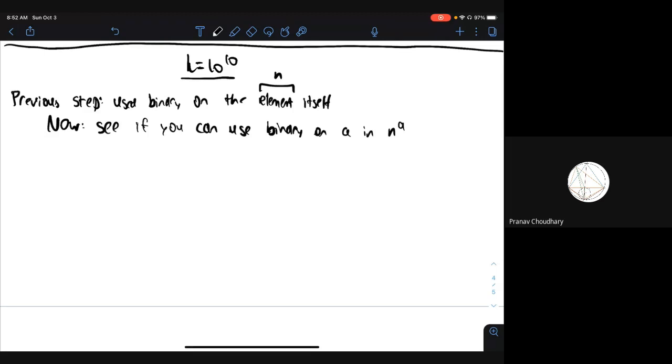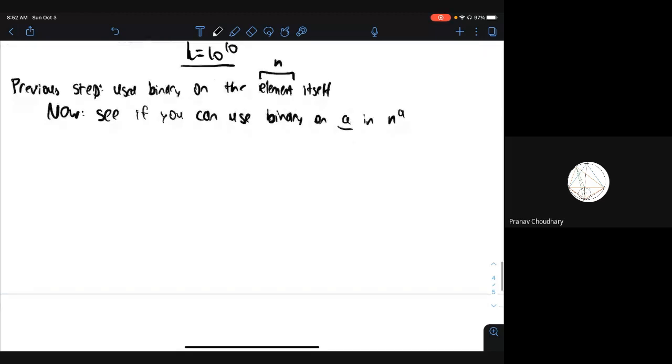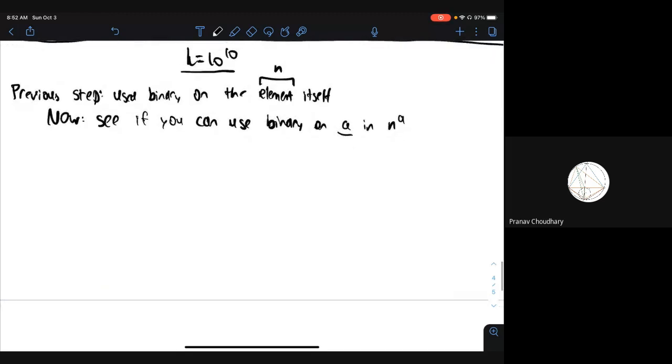See if you use binary on a itself. So in this case, you're doing some sort of logarithmic thing on the exponent. The reason that this would be good is because to get to n takes some constant number of steps, or to get to some small n, you'll get a small number of steps. And from there, see if you can use binary on a to get to some power of n, and getting powers is the thing that we want to do.